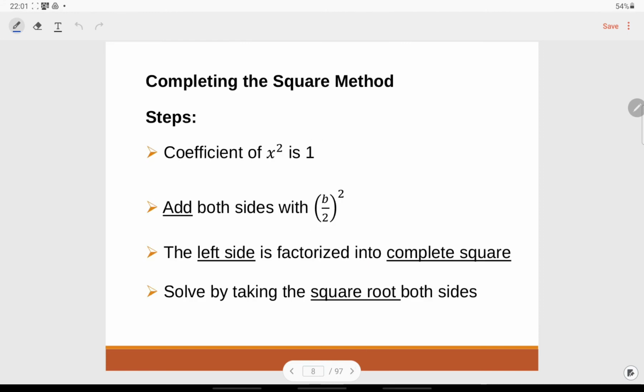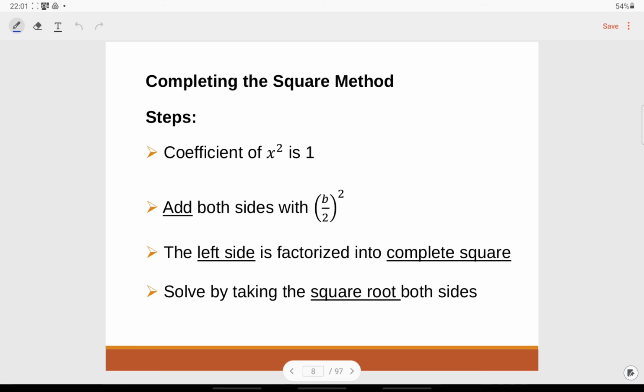Okay, now we move to the second method, what we call the completing the square method. So we have 4 main steps in this method. We start with the first step. We need to make sure that the coefficient for the variable x squared equal to 1. That is the first step.